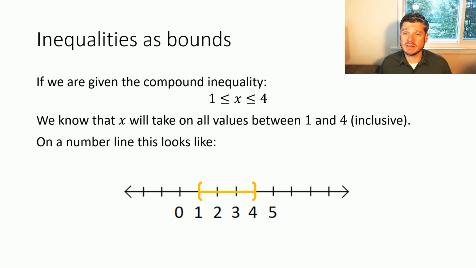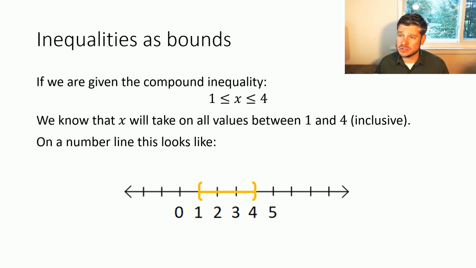This is where we're given a variable that's just bounded on either side. In this case, let's take a look at the inequality 1 less than or equal to x less than or equal to 4. This is a compound inequality because we have inequality signs on both sides of my variable x. Of course, we know that this means x is going to take on every single value between 1 and 4, including the endpoints 1 and 4. On a number line, we would draw this as every single value in between 1 and 4. So 1, 2, 3, 3.5, and so on.